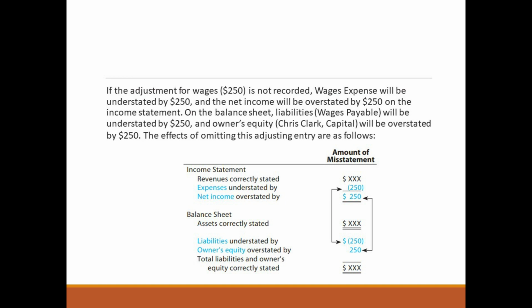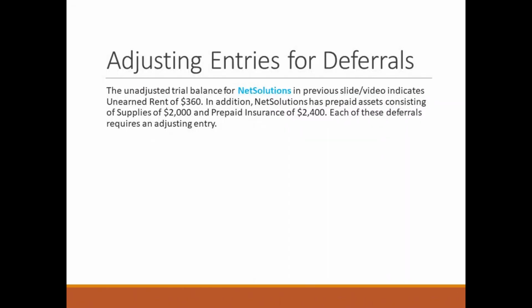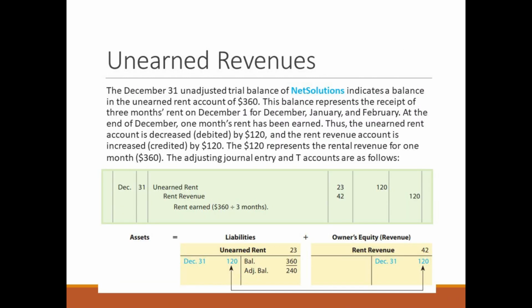The next is adjusting entries for deferrals. The first is about unearned revenues. The December 31st unadjusted trial balance of Net Solutions indicates a balance in the unearned rent account of $360. This balance represents the receipt of 3 months' rent on December 1st for December, January, and February.